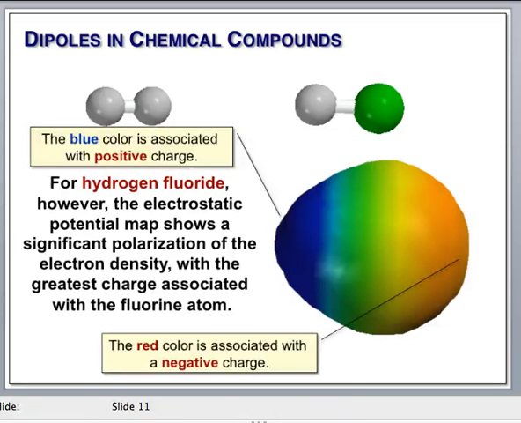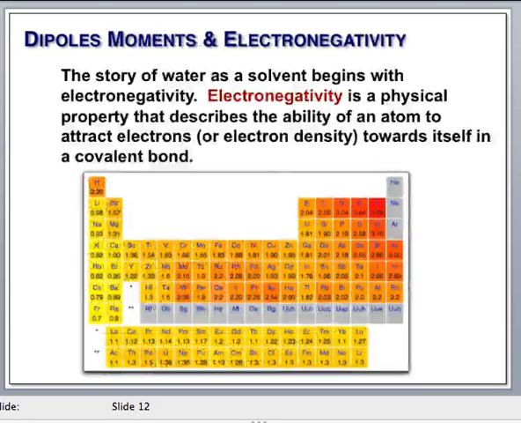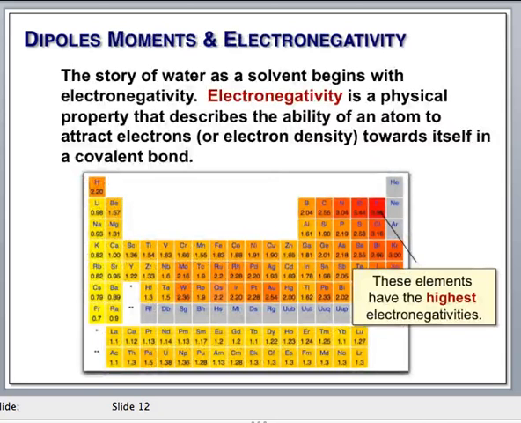So in this covalent bond between the hydrogen and the fluorine, the electrons are being drawn down towards the fluorine end and away from the hydrogen. We'll see that this is very, very important in chapter 8, because this is what makes hydrogen fluoride an acid. But okay, the reason for this, as we've seen before, is because of the differences in electronegativity.